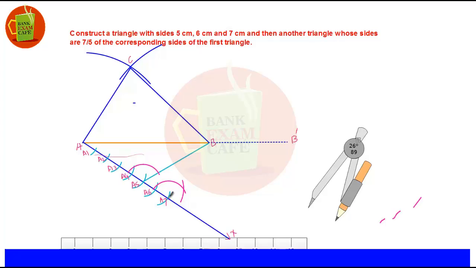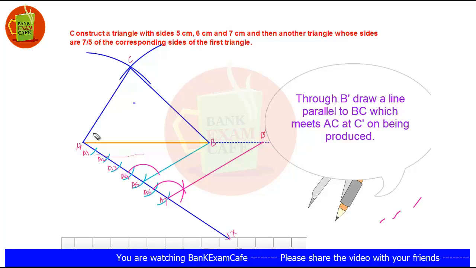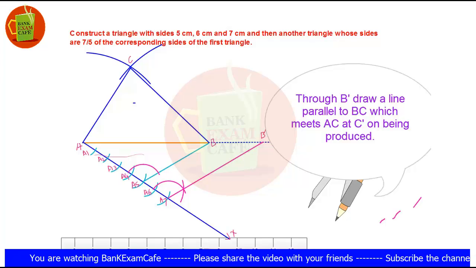So from A7 point, draw a line segment passing through the point of intersection to the point on the B dash. Let this point be B dash. Now from B dash point, draw a line parallel to BC, intersecting the line segment AC if it is produced.